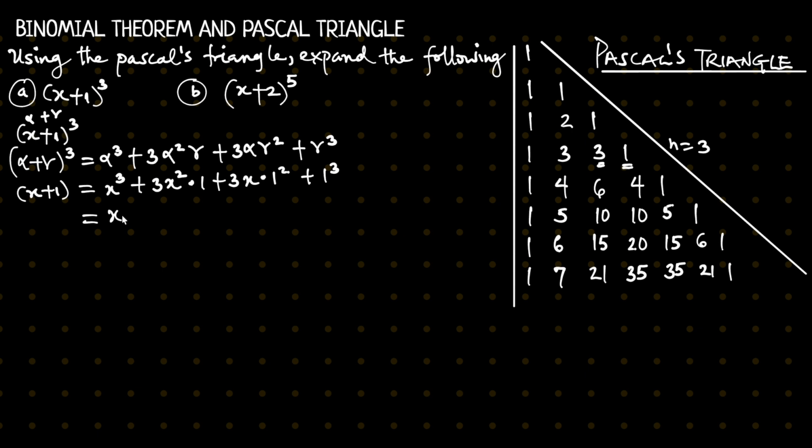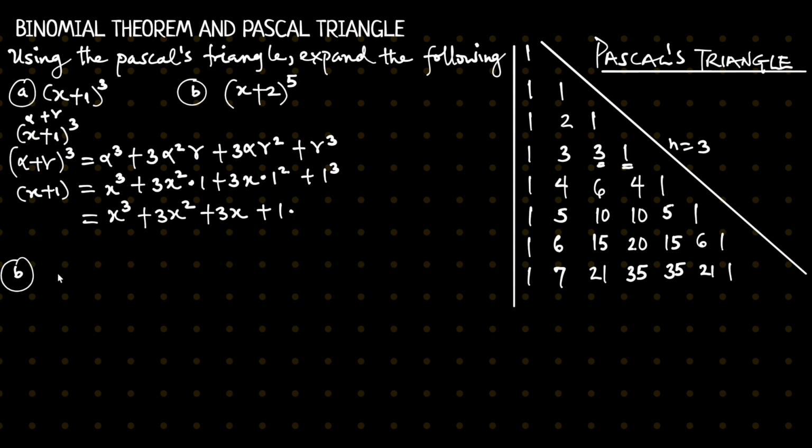So this becomes x to the power of 3 times 1. We have 3x squared. 1 squared is 1, and when you multiply that by 3x, we have 3x. And then plus 1. So that's it.